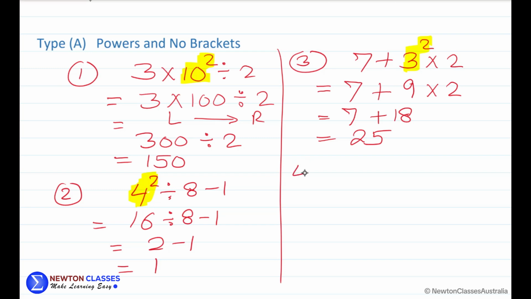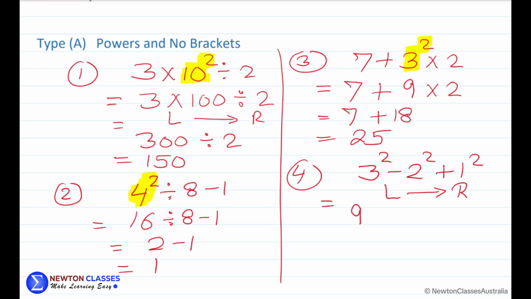Let's take one more interesting question where we have all powers in an expression. Let's say we have 3 squared minus 2 squared plus 1 squared. In this case, again we'll go from left to right and deal with the powers first. 3 squared is 9, 2 squared is 4, 1 squared is 1. Again we go left to right. 9 minus 4 is 5, plus 1. So our answer is 6. So these are some examples where we have powers in expressions, but there are no brackets.